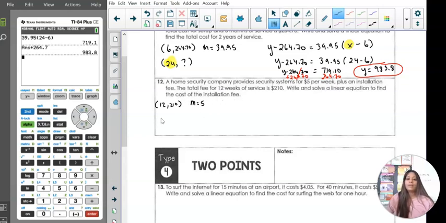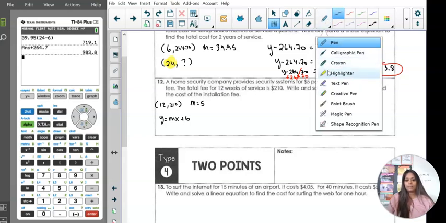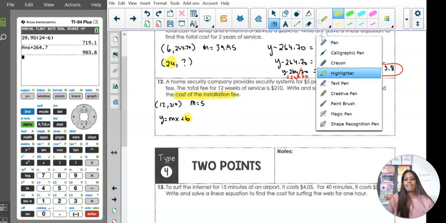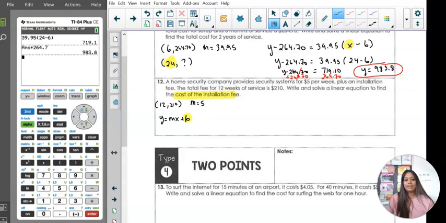So basically, we need to find the y equals, put it in this form, and then we know that the installation fee is your y-intercept. If that looks like a 6, but that's b. Y-intercept is b. Alright, so let me go ahead and write all this out. So you have y minus the y-coordinate, which is 210, is equal to my slope times x minus my x-coordinate, which is 12.